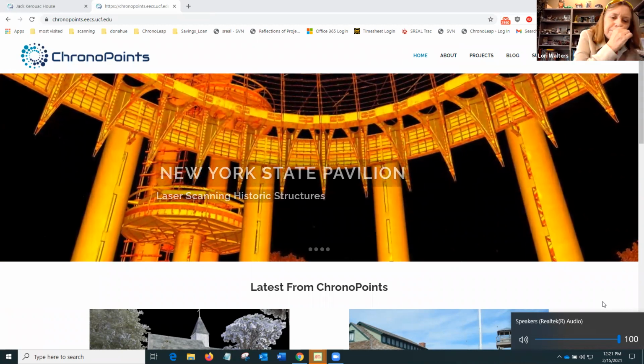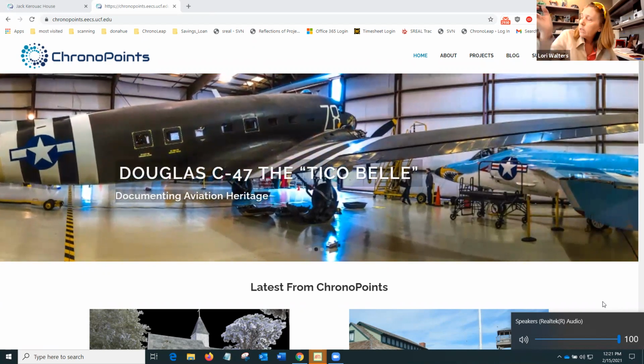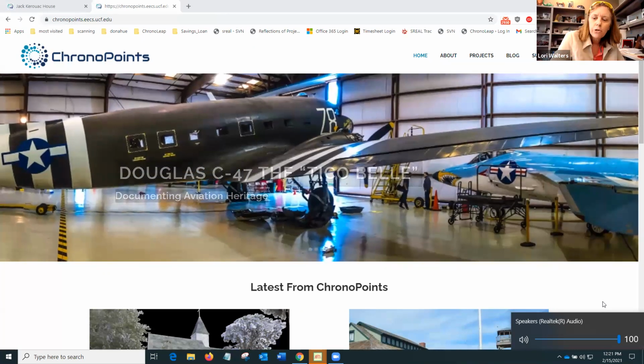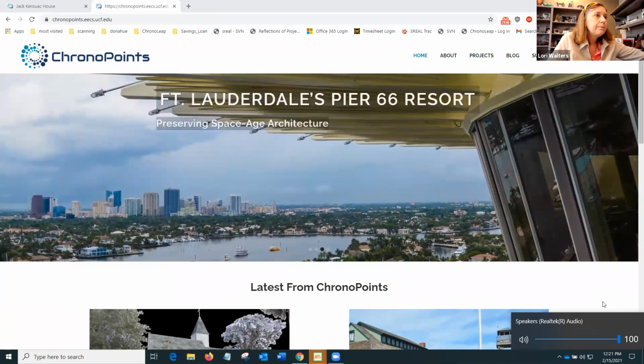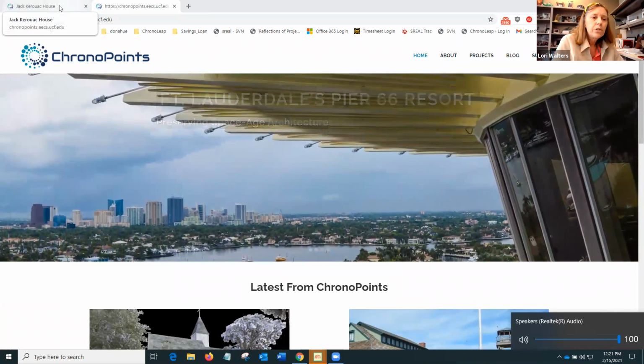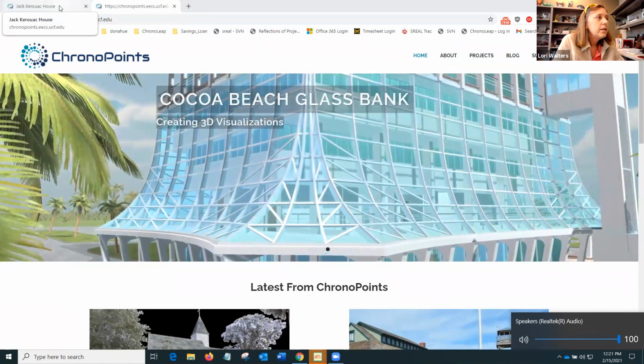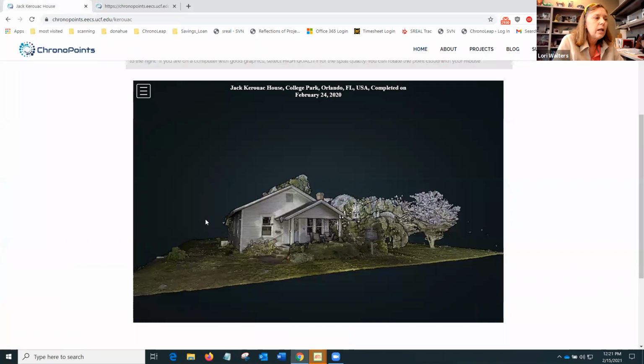All right, so I've showed you the laser scanner itself. Now let me show you when it's been put together in the proprietary software. Once that's done, we can put it online. And now, okay, I am sharing my screen.